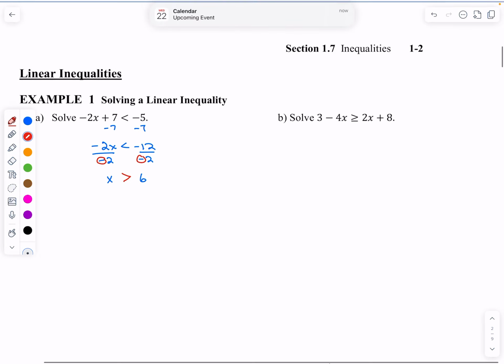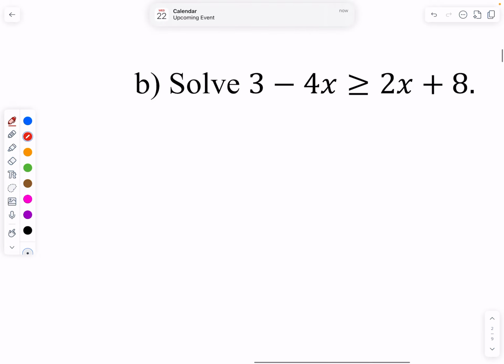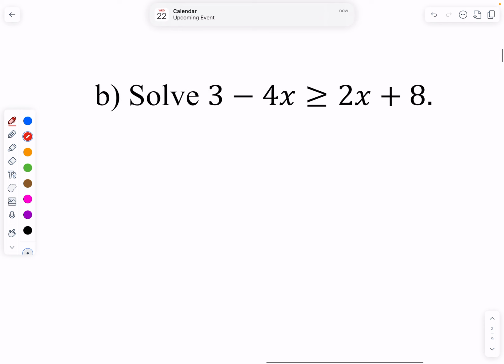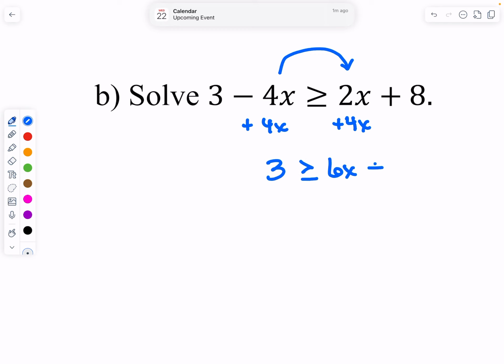Let's look at the next part, example B. Notice I've got letters on both sides. It doesn't really matter which side you put your letter on. This time, I think I'll move my letters to the right. Okay, so I'm going to add 4x to both sides. So I'm going to get 3 is greater than or equal to 6x plus 8.